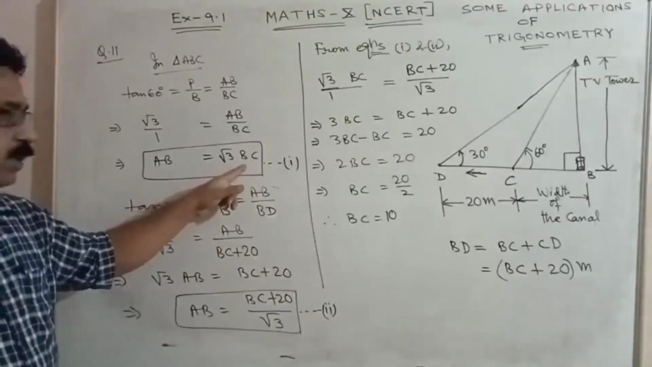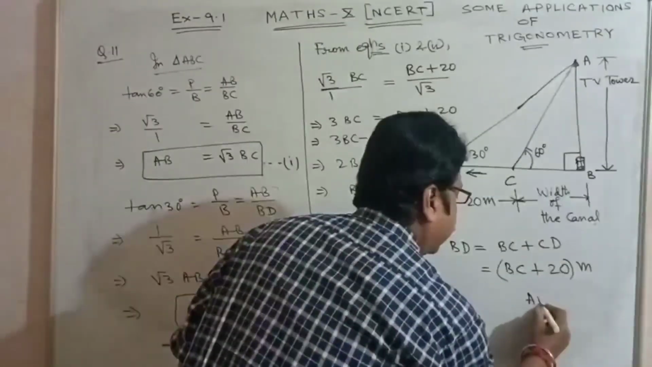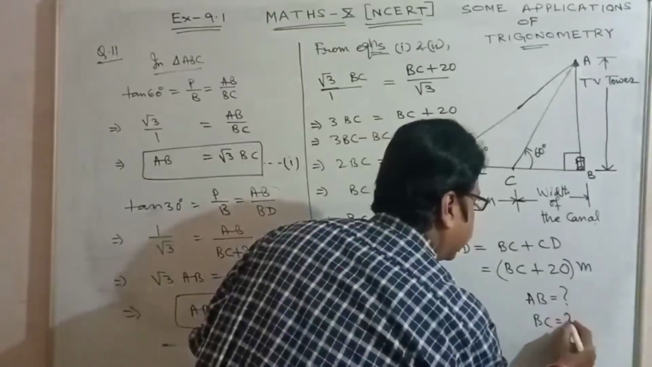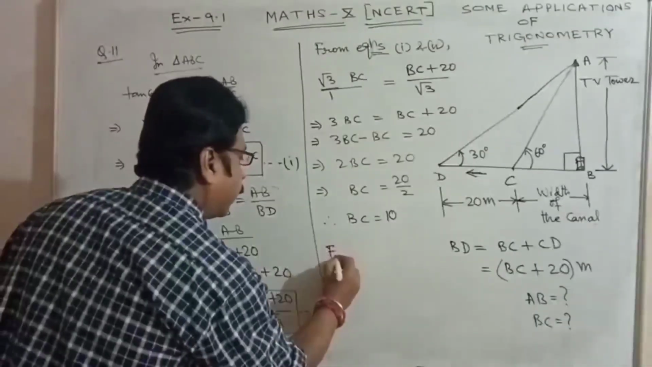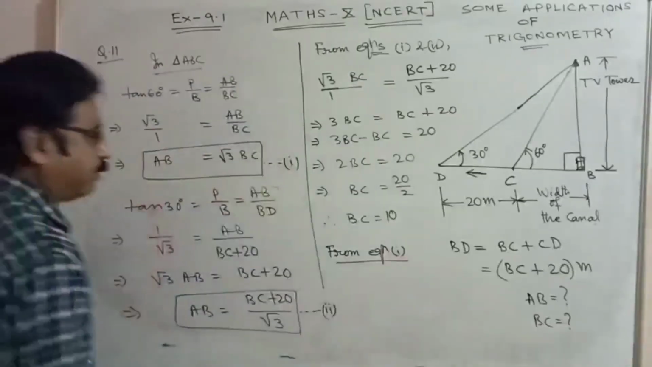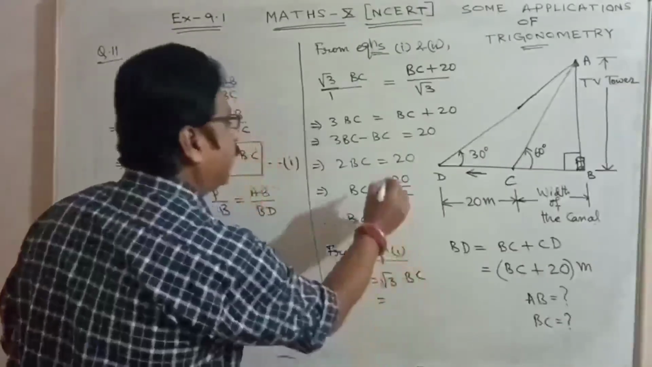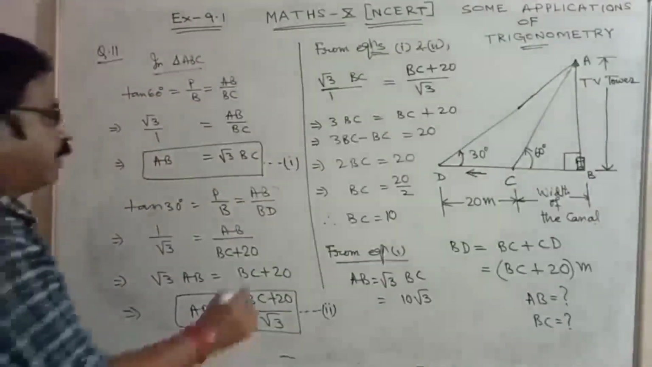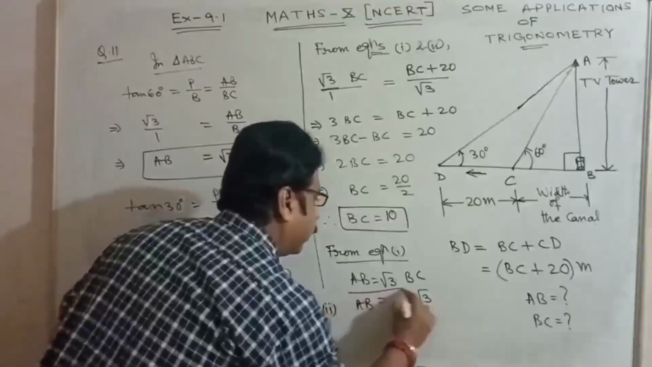If we put here BC equals 10, we can get AB. Here we have to find AB and BC. BC we got from equation 1: AB equals root 3 BC. BC is 10, so we can write 10 root 3. So BC we got 10, and AB we got 10 root 3.